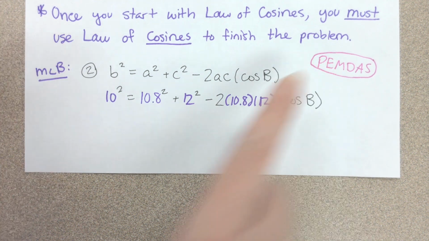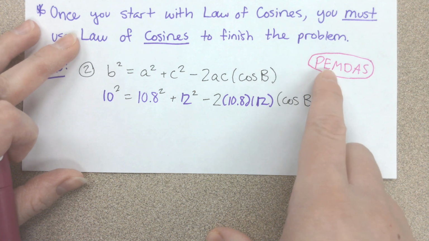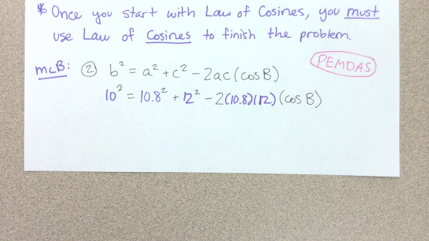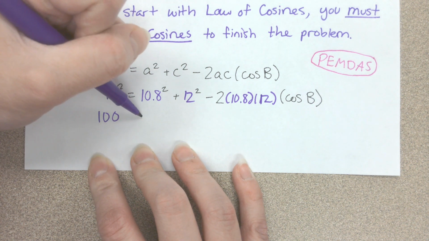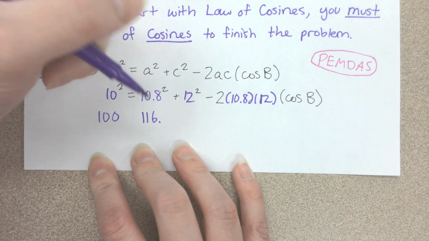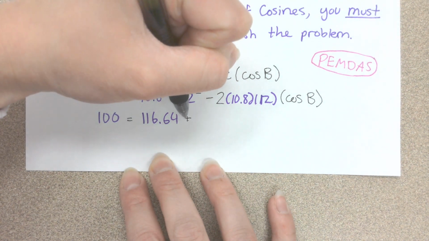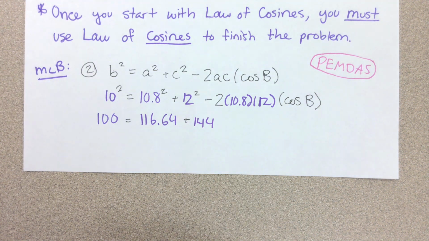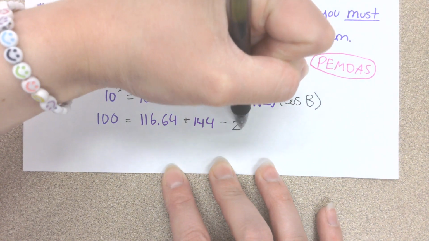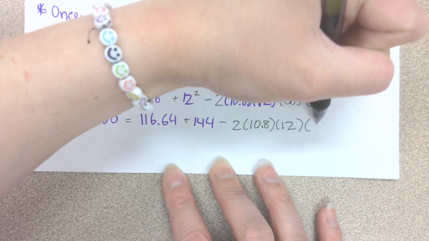We don't have any parentheses encompassing a calculation, so I'm going to ignore that. We're going to go straight to exponents. We're going to do exponents first. First we have 10 squared. 10 squared is 100. 10.8 squared is 116.64. Plus 12 squared is 144. And I'll bring everything else down. Minus 2 times 10.8 times 12 cosine of b.